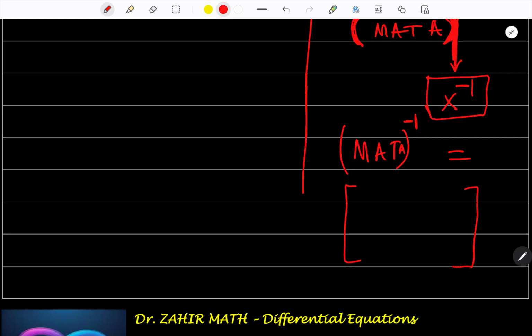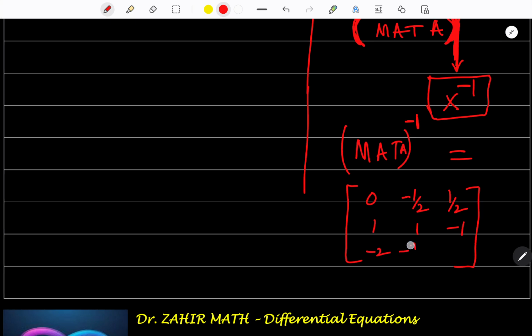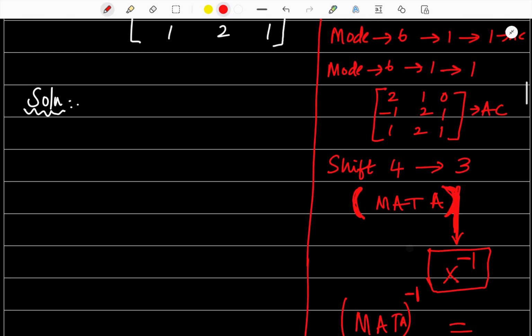Which is not clear. 0, okay. And -1/2. Next is 1/2. And the next is 1, 1, -1, okay. The next is -2, -1, 3/2, which is 1.5, and then 2.5, which is 5/2. So this is my A inverse answer, okay. So you're not supposed to use this answer directly, keep in your mind, okay. Right, so only for checking your answers we are using this calculator, okay, for this question.